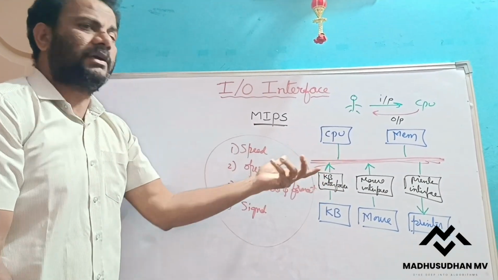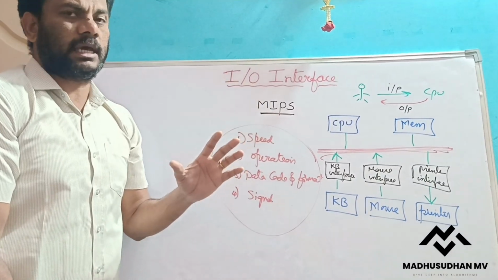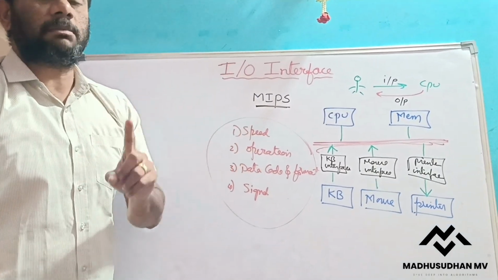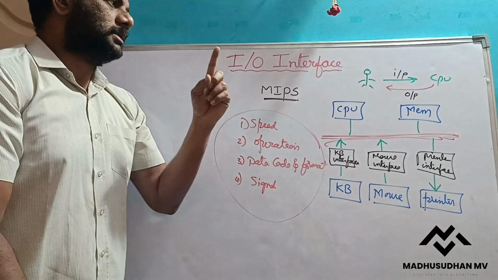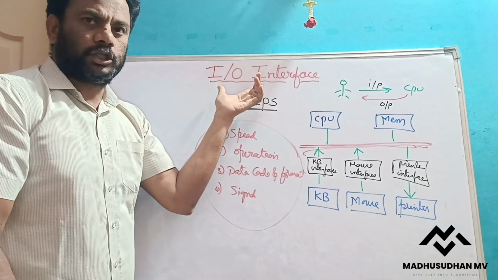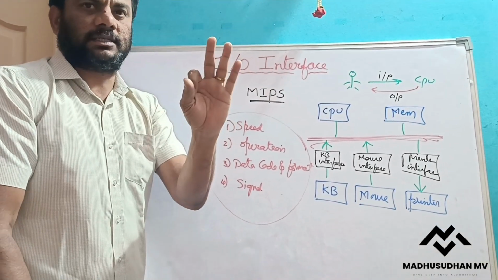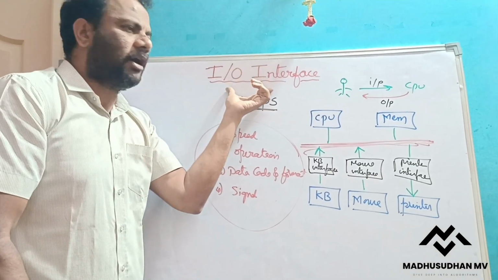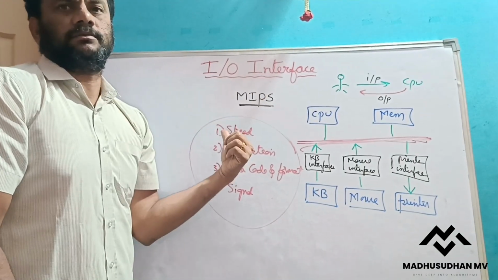But how can this interfacing be done? This interfacing can be done in two ways: memory mapped IO and IO mapped IO. That I am going to explain in the next video. I hope you understood what a peripheral device is, what the meaning of IO interface is, and why we need it.